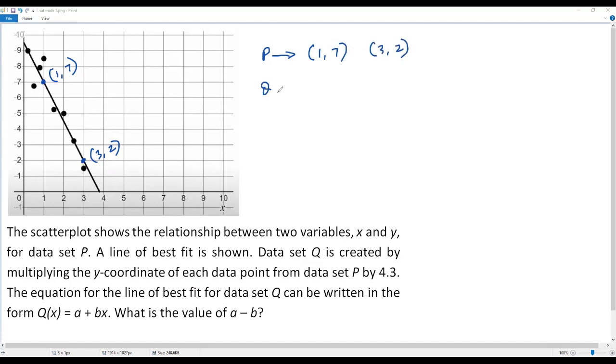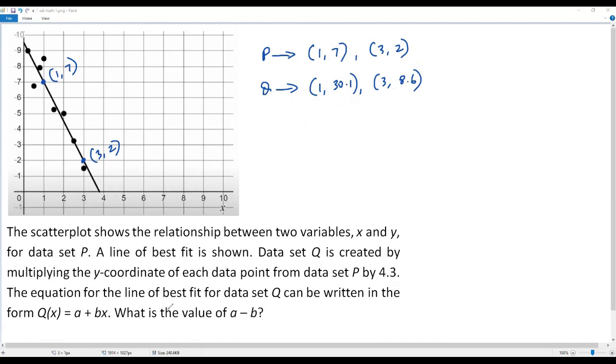From these 2 points, if I want to get the corresponding points for data set Q, I have to multiply the y coordinate over here and the y coordinate over here by 4.3, according to the instruction we have over here. 1 comma, let me multiply this 7 by 4.3, then I'm getting 30.1. And here 3 comma, let me multiply this y coordinate by 4.3, then I'm getting 8.6. Here I got 2 points for data set Q.